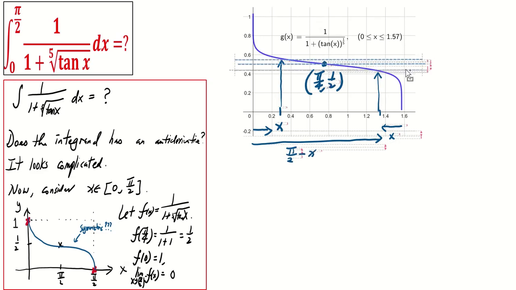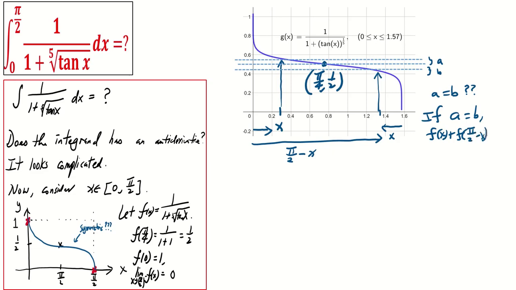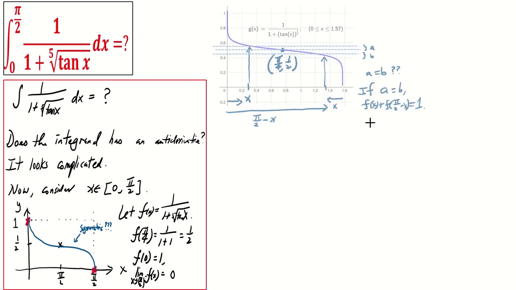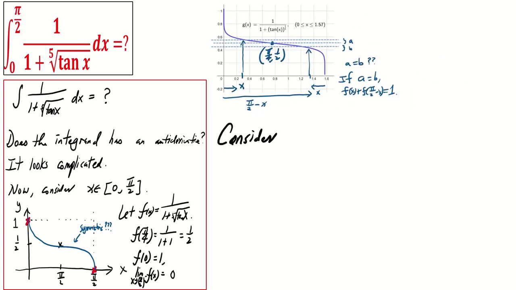Is the difference of the value of this y and one half the same? As shown, we want to ask if a equals b. If it does, then f(x) plus f of (pi over 2 minus x) equals 1. With this, let's consider f(x) plus f(pi over 2 minus x).